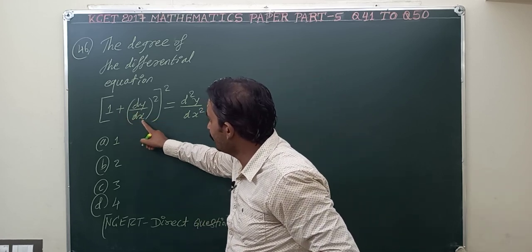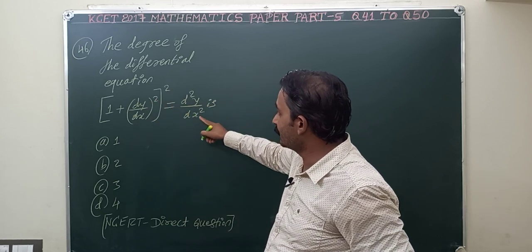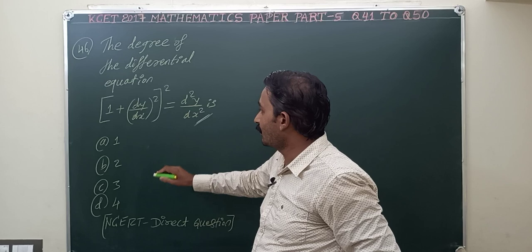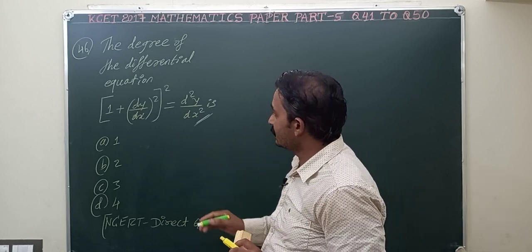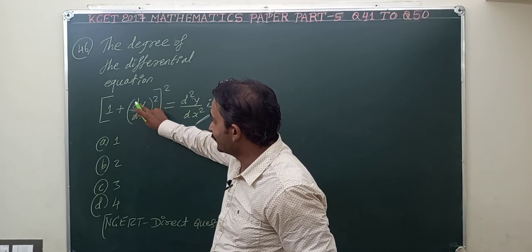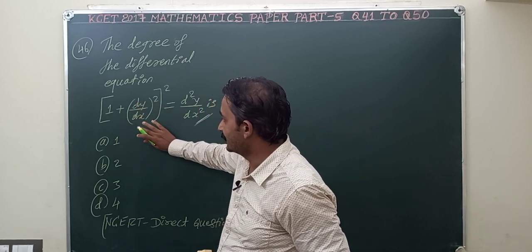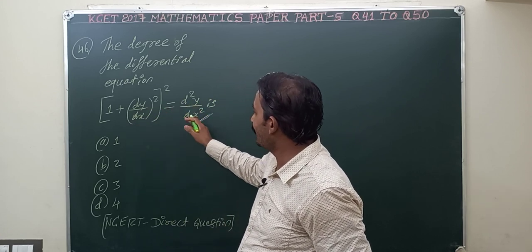1 plus dy by dx whole square equal to d square y by dx square. So of course this is a polynomial differential equation, degree exists. In this case degree exists. So simplify this. So left hand side simplify. Order is not changed in this case, dy by dx as it is. So what is the highest order derivative in this case? D square y by dx square.